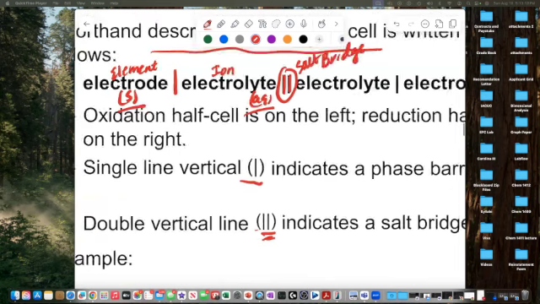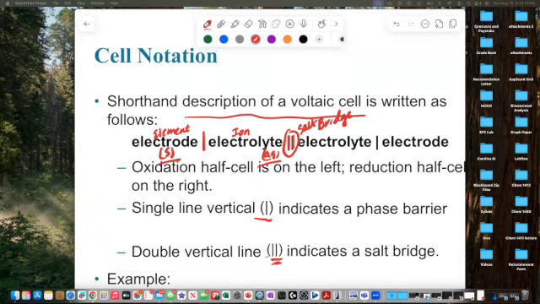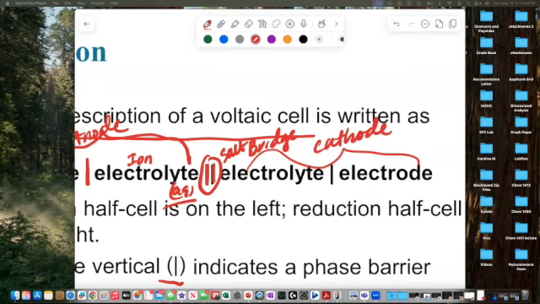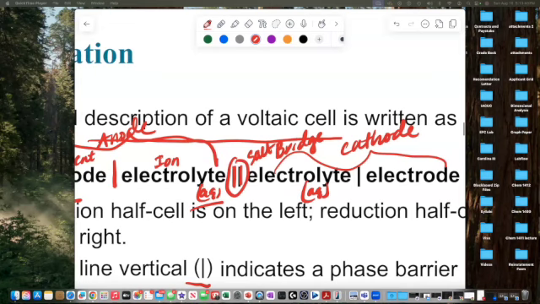What I like about the cell notation, the side on the left usually goes with the anode, and the side on the right usually goes with the cathode. Not all the time, but most of the time. So what do we have on the cathode? We have electrolyte again, aqueous. So it's kind of like a palindrome, or a mirror image, not really, but the format is similar to the other side, in reverse order. So you have aqueous first and solid second.